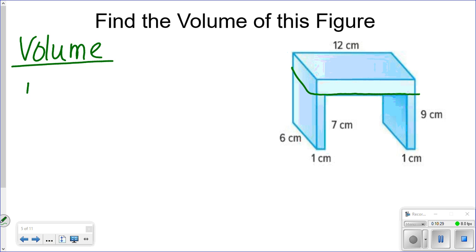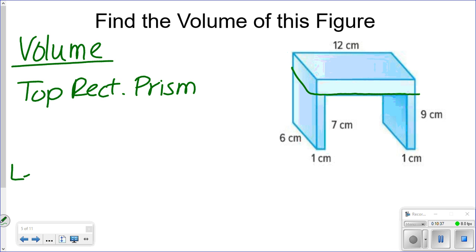So we'll do the top, a rectangular prism. We'll do the legs. I'm just going to call them the legs. If we find one, can we find both of them? Because it's the same dimension. So if we can find one, we can find the other. Legs, rectangular prisms. All right, so now we've got to find some of the dimensions here.